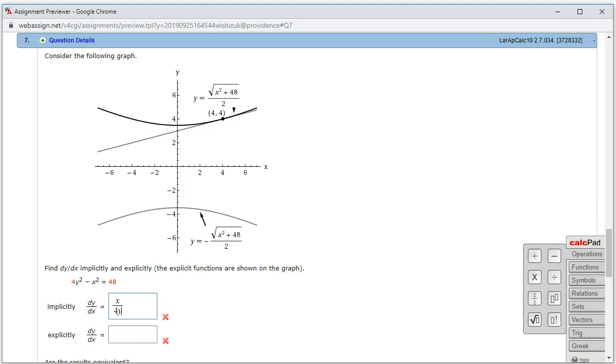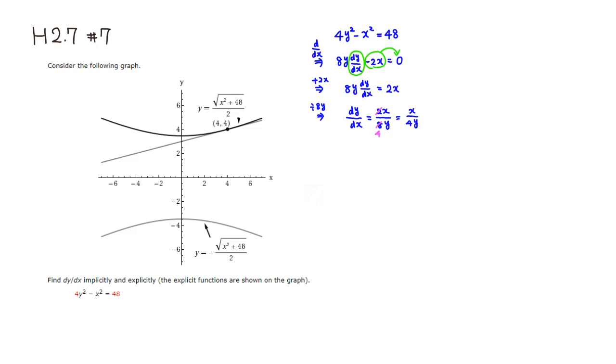Let's do it the explicit way. Explicitly, we start with y is equal to the square root of x squared plus 48, over 2. Again, I don't like square roots, so I'm going to rewrite it. You have a 1/2 because there's a 2 on the bottom, then the quantity x squared plus 48, and the square root is equivalent to the 1/2 power.